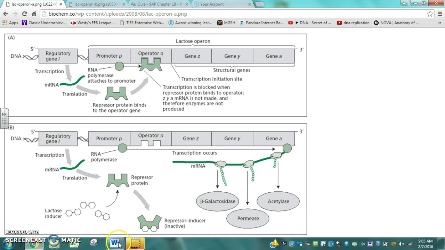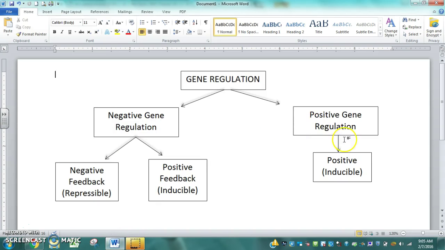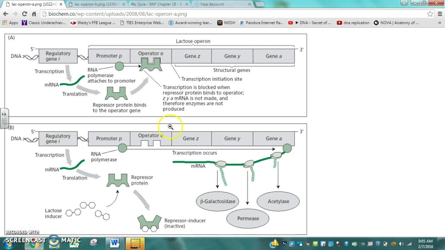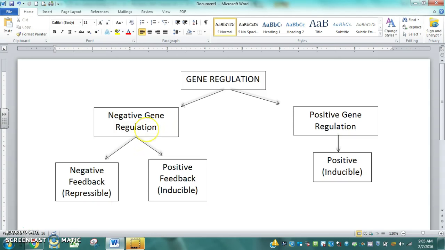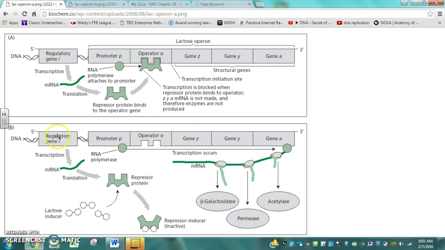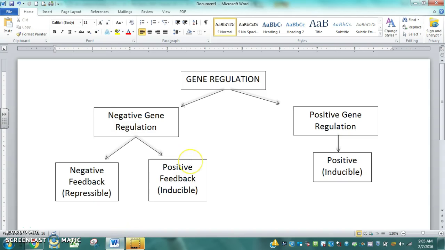So going back to our flow chart here, is this negative or positive gene regulation? Well, at any point in time, did something block transcription from occurring? And the answer is yes, and it was a repressor. So that falls under our category of negative gene regulation. Then the question becomes, is it negative feedback or positive feedback? Remember, chemical present, it stops transcription. Chemical present, it allows transcription. Take a look. When the chemical in this question, lactose, becomes present, transcription is occurring. So therefore, this would be a positive feedback. This would be an inducible operon of a negative gene regulator.